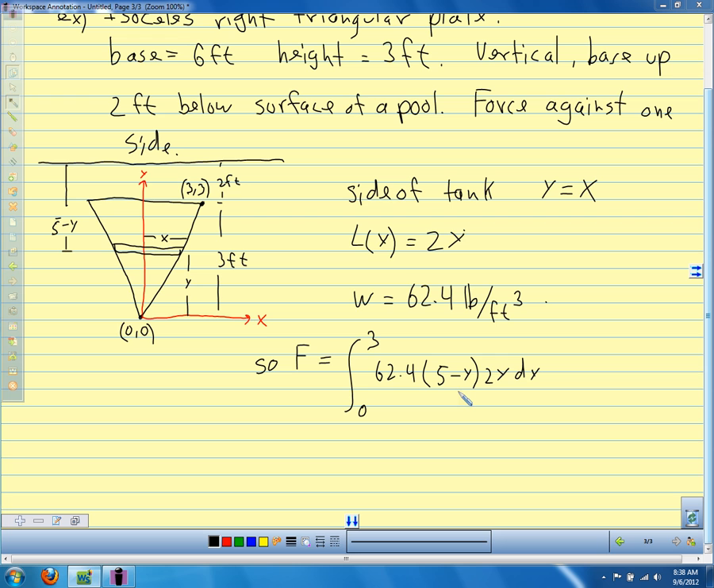So in this one, you said y after the same, because if it was y equals x squared or something, you still have to use y. Yes, because we're integrating vertically, so we want our length function expressed in terms of y. Okay? So we integrate this. If we go through the evaluation, it comes out to be 1684.8 pounds.